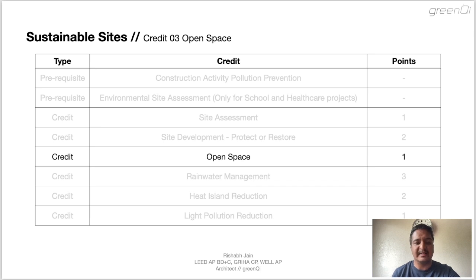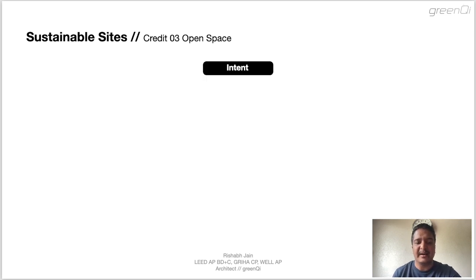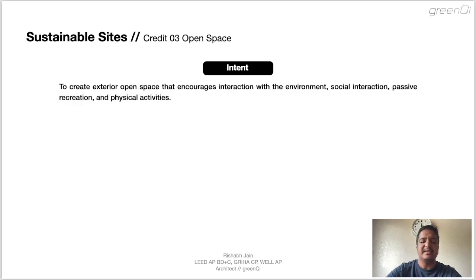Moving on to the third credit in this category, which is open space. Let us begin by understanding the intent of the credit open space. The intent is to create exterior open spaces that encourage interaction with the environment, social interaction, passive recreation, and physical activities. Open space contributes to supporting biodiversity, managing rainwater, and reducing heat island effect.